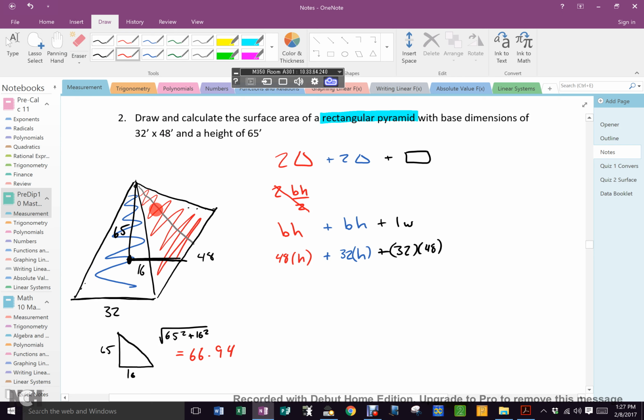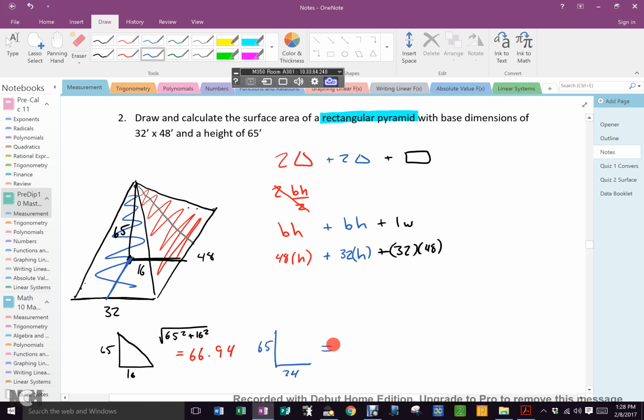Everyone agrees? But we need the blue side, don't we? Right? So what's going to be the same on the blue side? The 65 is going to be the same. I'm still going to have 65. But what's my other number now? It's this one, isn't it? Which is what? 24. Then I do the same thing, don't I? So what do I get for the blue?